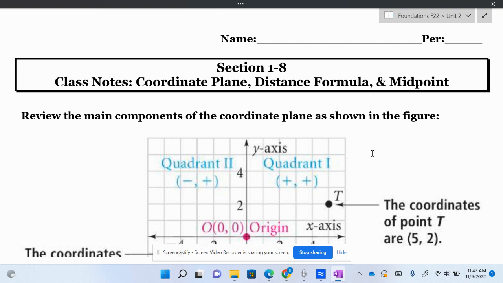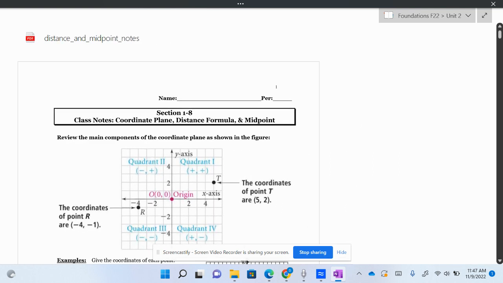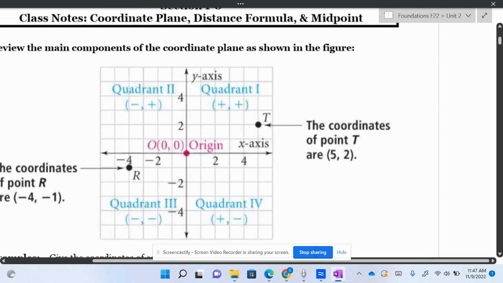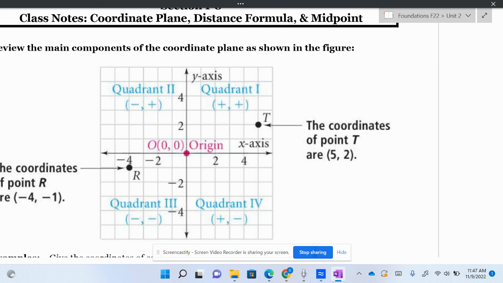Okay, so a quick review. These are things that you should know. You should know that the coordinate plane is divided up into 4 quadrants. They go counterclockwise. So you see that you have quadrant 1, 2, 3, and 4. Those are Roman numerals.